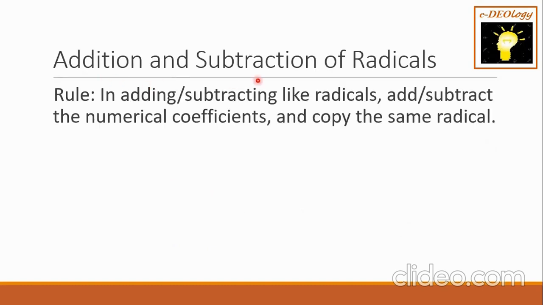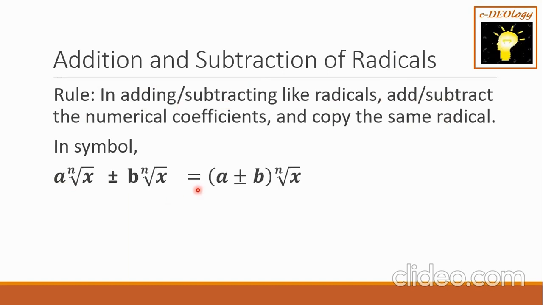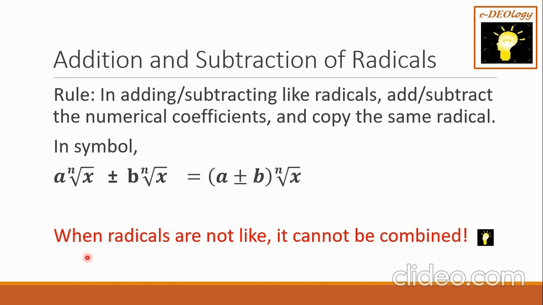Let's go now to addition and subtraction of radicals. As a rule, in adding or subtracting like radicals, add or subtract the numerical coefficients and copy the same radical. In symbol, we have a nth root of x plus or minus b nth root of x. The answer here is a plus or minus b, and then we affix the common radical, the nth root of x. Take note that when radicals are not like, they cannot be combined.